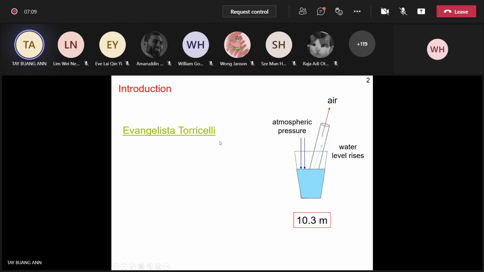So this is Torricelli, the scientist. And then another interesting one from about the same time is Magdeburg. Magdeburg is a city in Germany, and the mayor of this city invented the Magdeburg hemisphere. And this thing shows the existence of atmospheric pressure.